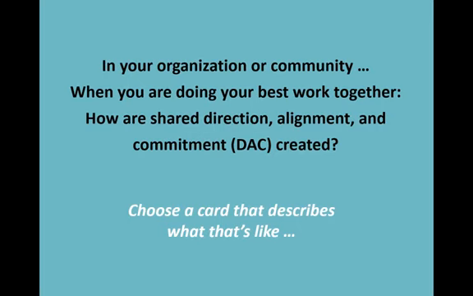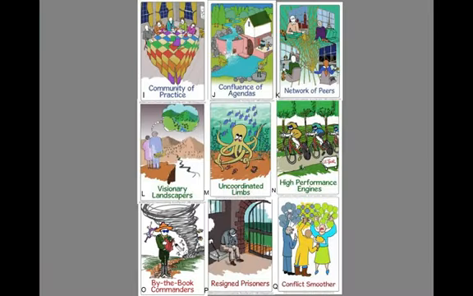So what we want you to do is we're going to show you some more cards. Again, there'll be a letter associated with each card, and we'll show the block of them at the end. We want you to choose one of these and speak to how that is helping with the creation of leadership, creating the outcomes of shared direction, alignment, and commitment. So choose a card that describes what that's like in your organization, your community, or your team.